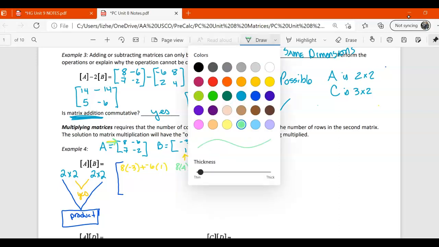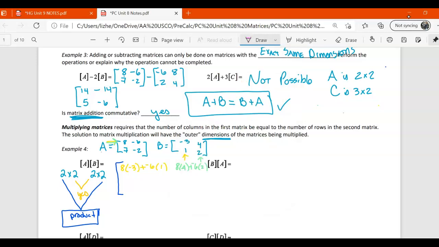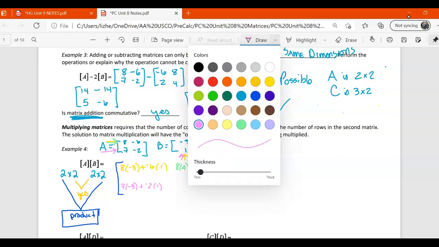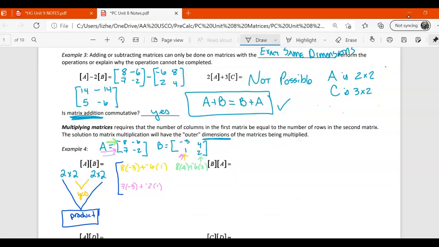All right. And now we're going to do the second row times the first column. So 7 times -3, -2 times 1. And then finally, we do the second row times the second column. So that would be 7 times 4 plus -2 times 2. And there's the end of the matrix.